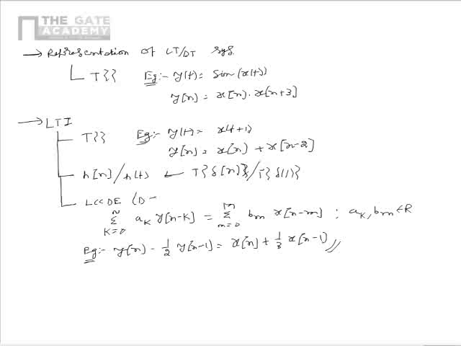We are discussing this in the context of discrete time systems. Another way of representing an LTI system is by using system function, that is H of e power j omega or H of z. Obtaining the system function H of e power j omega or H of z will be discussed in the later parts of this session or in the later parts of the signals and systems course.